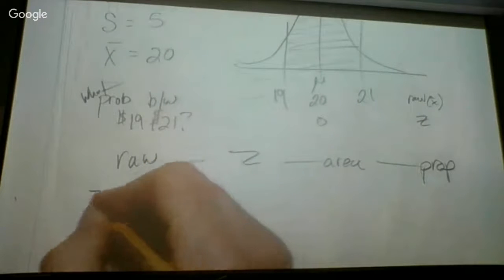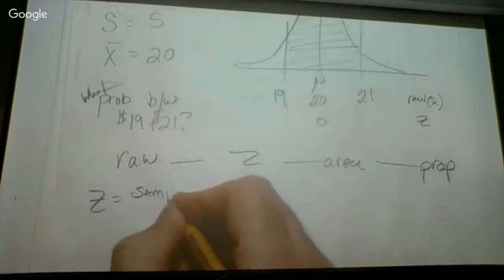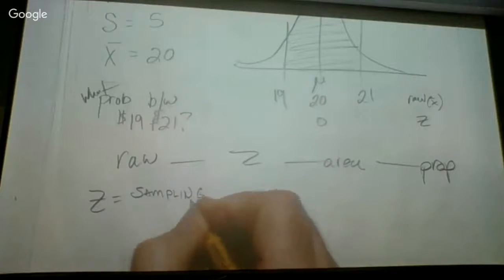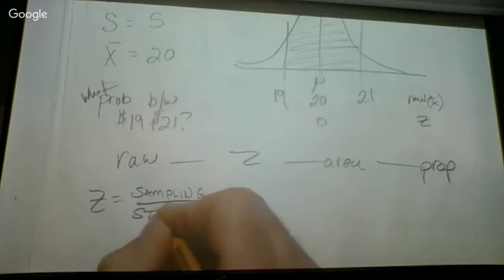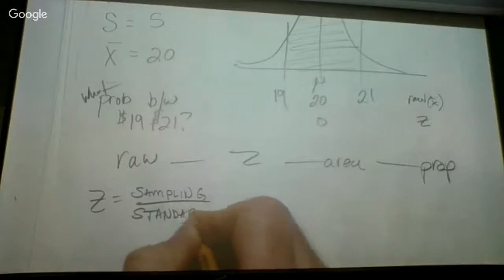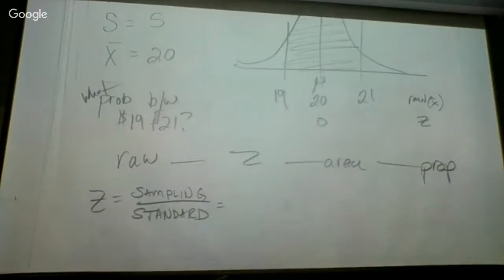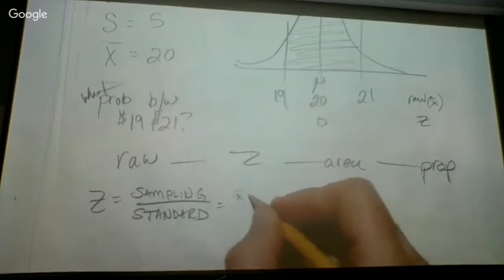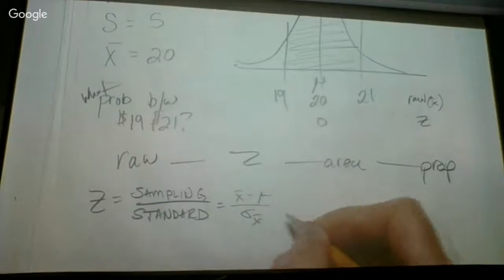So our z-score is sampling error. By the way, I'm now going to stop writing the word error at the end because I'm tired of writing those 10 extra letters every time. Sampling error over standard error.